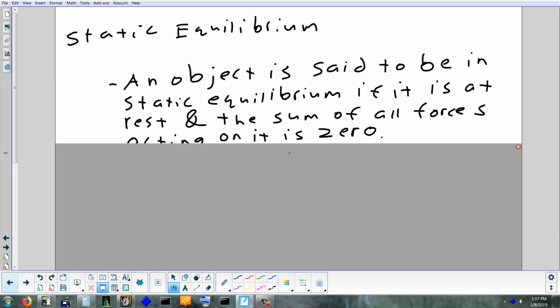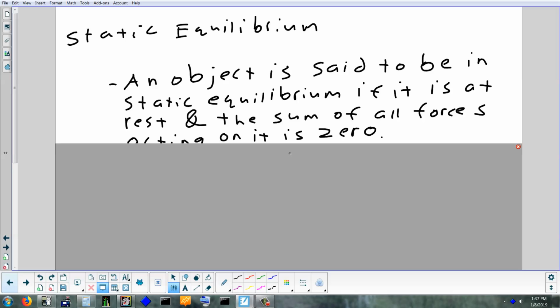So the last problem is about static equilibrium. Static means things aren't moving. It means things are staying still. Equilibrium means balanced. So if you look at all the objects on this table, including the table itself, this table is static. It's not dynamic. It's not moving. The reason it's not moving is because everything is balanced.